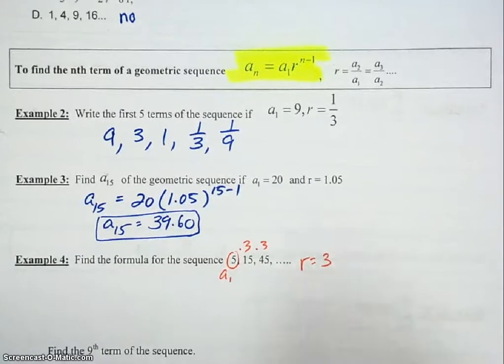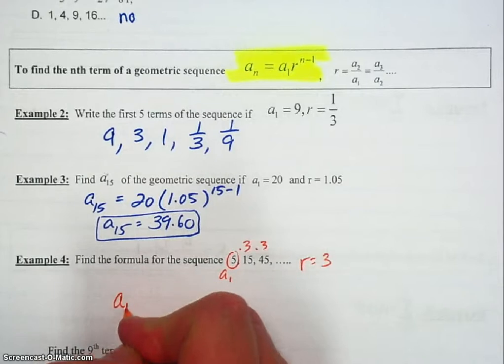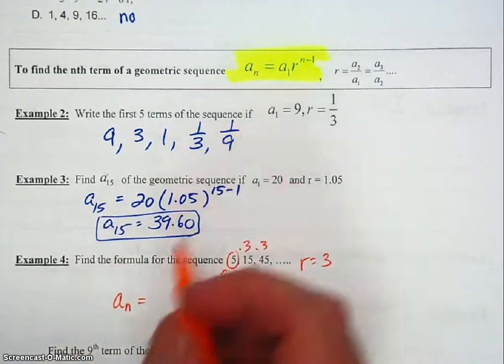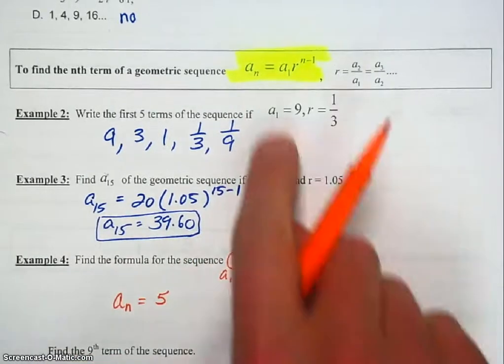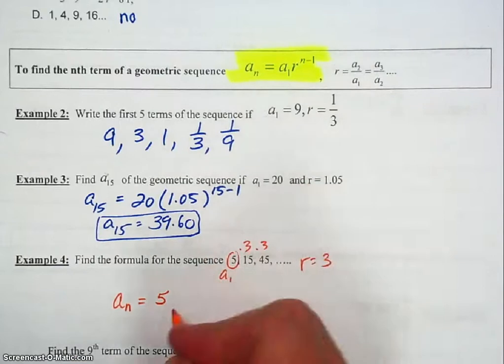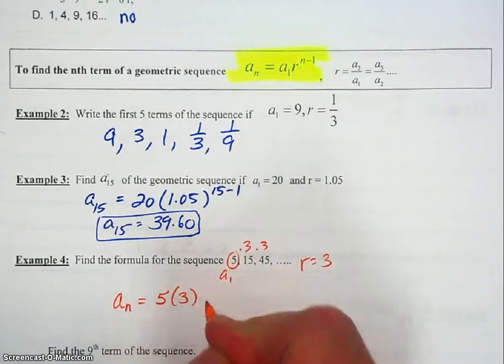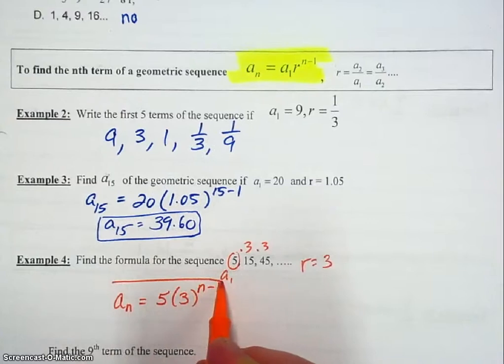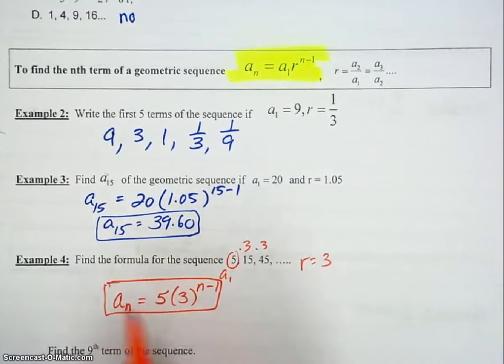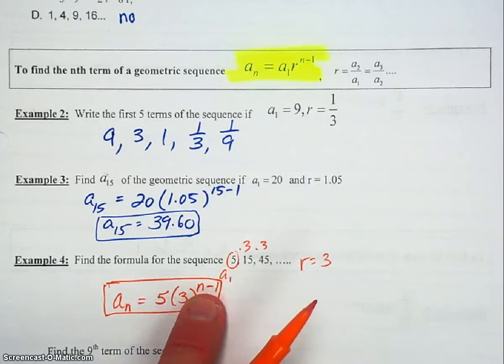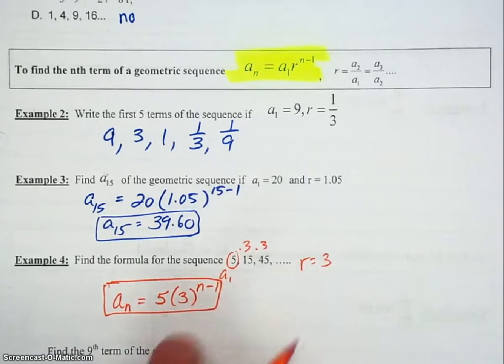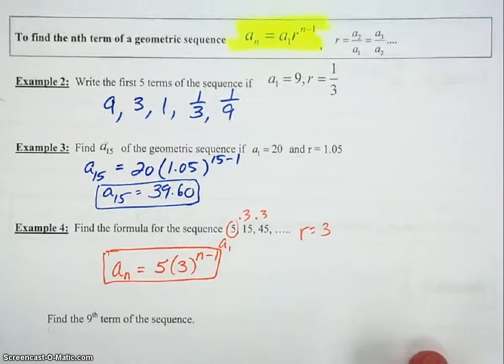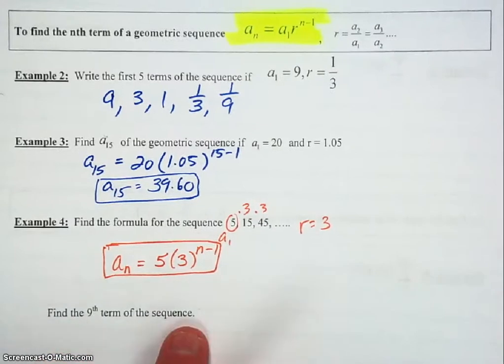Okay? So when I go to write my formula, I've got AN equals A1, which is 5, just using my formula right here. And then R is 3 raised to the n minus 1. And I'm done. You can't simplify this because we don't know what n is. So there's nothing to distribute, nothing to multiply out. Can't do it.